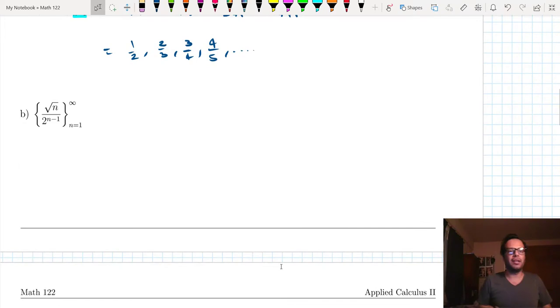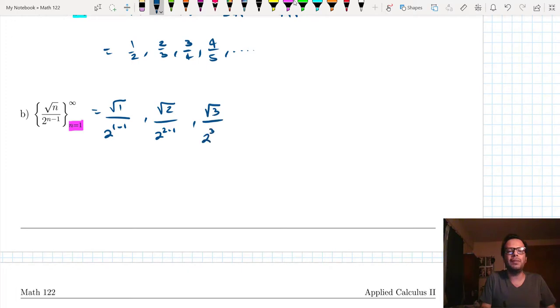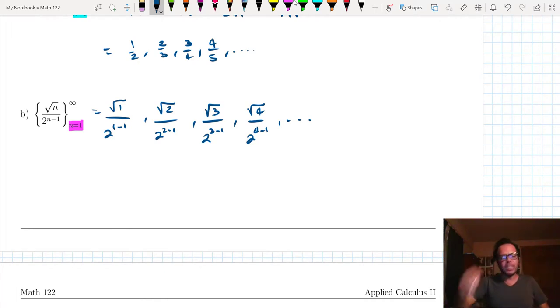Let's look at another example. Again, the first term we plug in is n equals 1. So this will be the square root of 1 divided by 2 to the 1 minus 1, the square root of 2 divided by 2 to the 2 minus 1, the square root of 3 divided by 2 to the 3 minus 1, and the square root of 4 divided by 2 to the 4 minus 1, comma dot dot dot, right? We don't have to expand infinitely many terms, of course. That's not the purpose, just to get familiar with how this works.